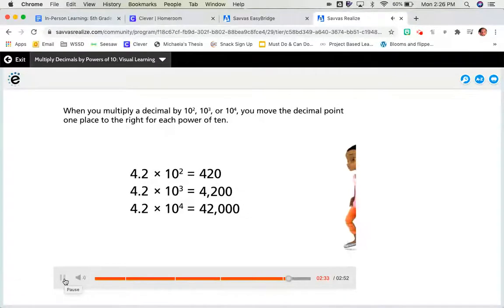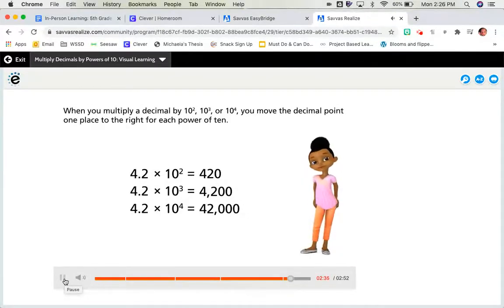When you multiply a decimal by 10 to the second power, 10 to the third power, or 10 to the fourth power, you move the decimal point one place to the right for each power of 10. Now you know how to multiply decimals by powers of 10.